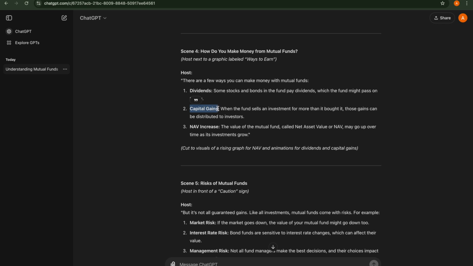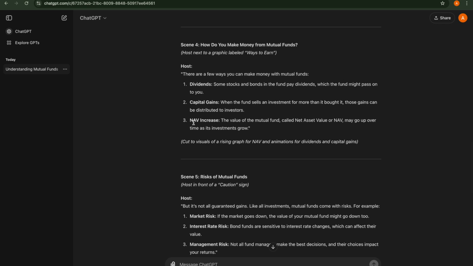That's right. If the fund manager keeps selling some shares, there is a back end process. Of course, you are not selling the funds, but the fund manager keeps trading your money into good companies and bad companies according to the market. Whenever they gain some capital gain or money out of it, it just adds up to your funds. Then comes your NAV increase. Of course, these are like the net asset value, which may go up over time as the investment grows.